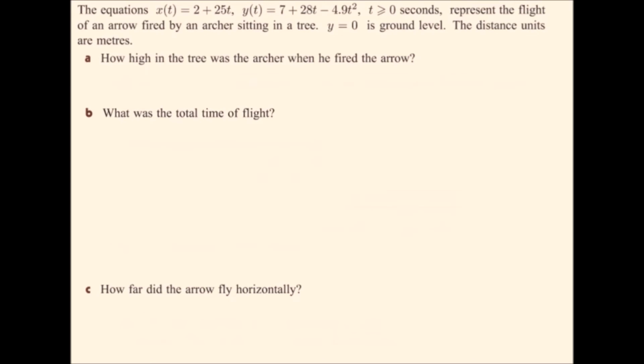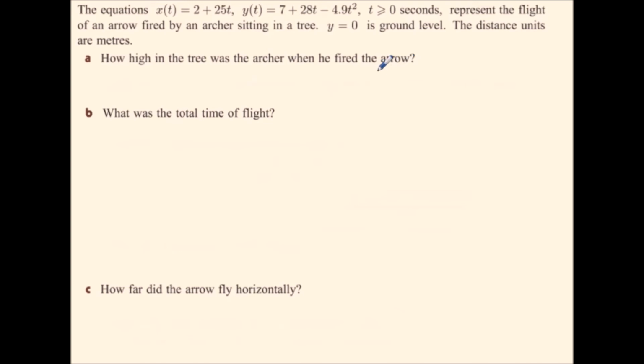So an example problem here, we have once again a linear expression for x, a quadratic for y. So this would be non-uniformly varying quantities. This represents the flight of an arrow fired by an archer in a tree, and y equals 0 is ground level, distance in meters, time is in seconds. So how high in the tree was the archer when he fired the arrow?